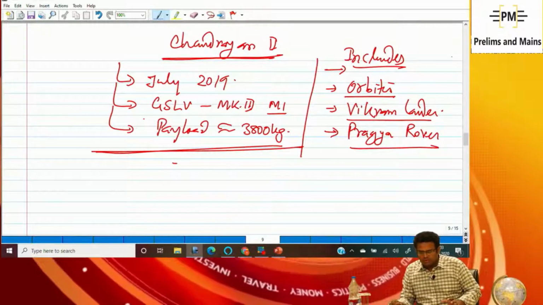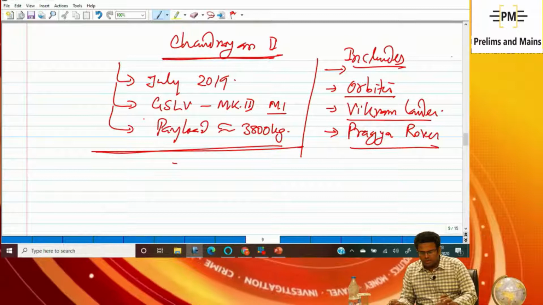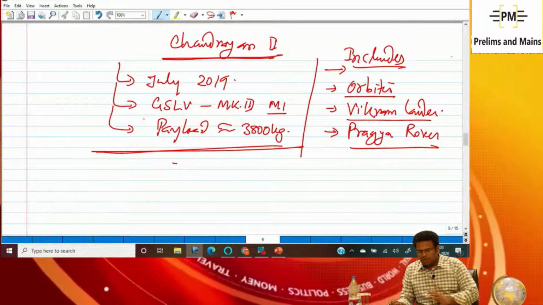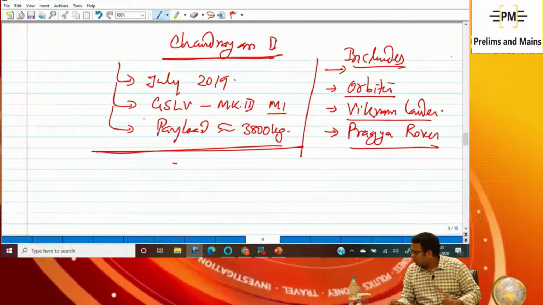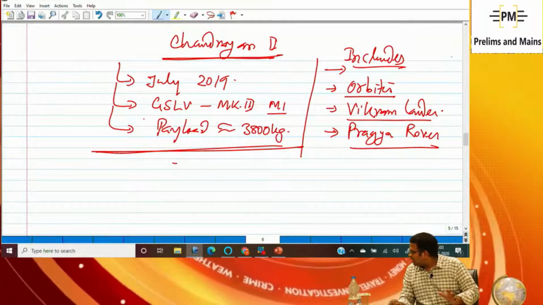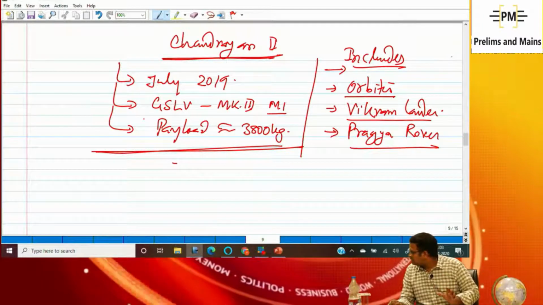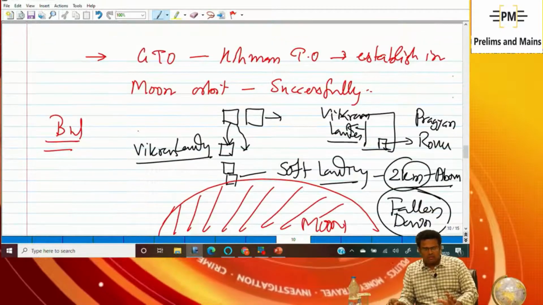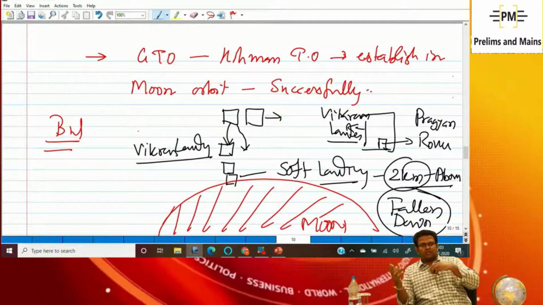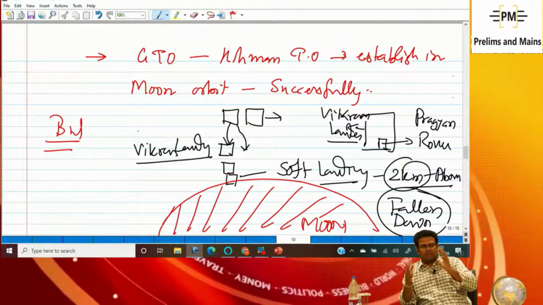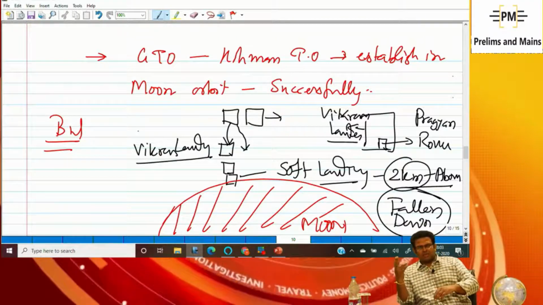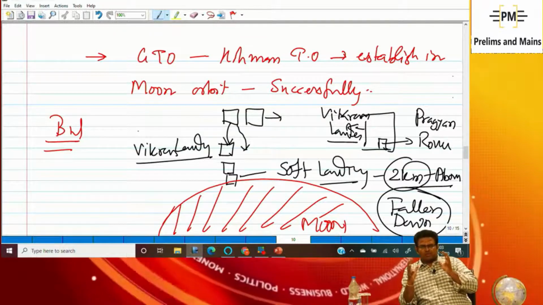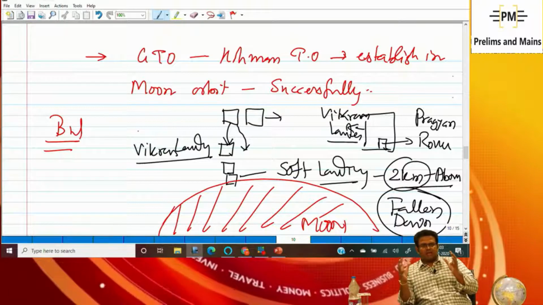Chandrayaan 2 is clear. I have said that it is July 2019 and GSLV Mark 3 M1, and the payload is 3800 kg. And then there is an orbiter, Vikram lander and Pragyan rover. As you know, similarly as Chandrayaan 1 was sent, Chandrayaan 2 was sent through the GSLV Mark 3 M1 in 2019, and it was set around the moon. Its weight is 3800 kg because it is carrying the lander as well as the rover.